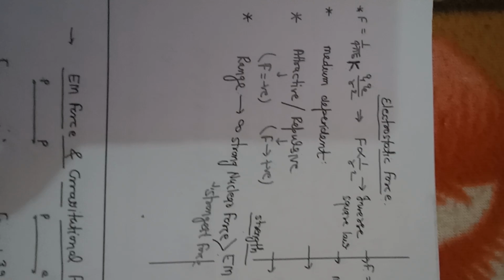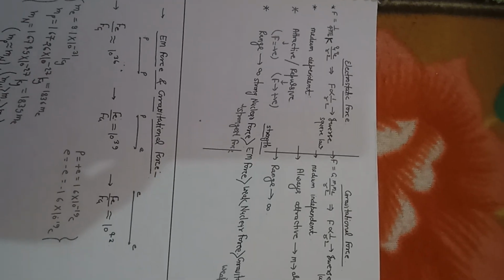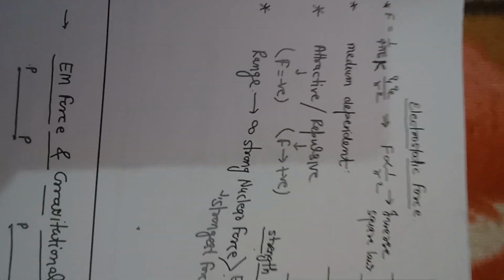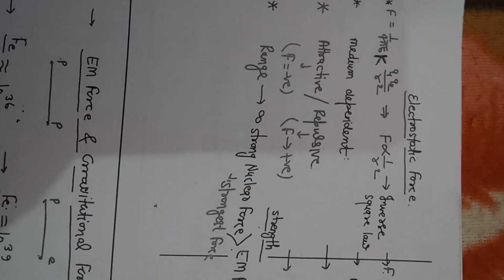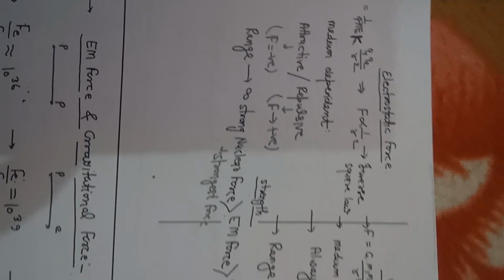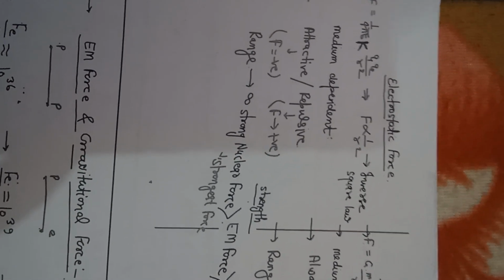So this is my second page, third page, and now I come to electrostatic force. Here we will study a comparison between electrostatic force and gravitational force. I will discuss them one by one. For electrostatic force, F is equal to 1 upon 4 pi epsilon naught, k q1 q2 upon r square. F is inversely proportional to 1 upon r square.